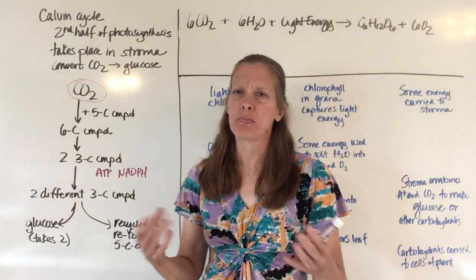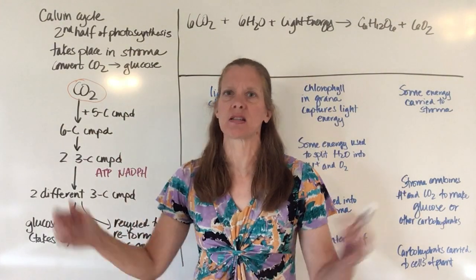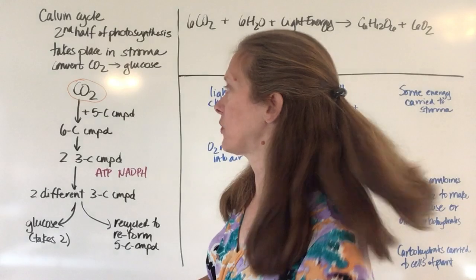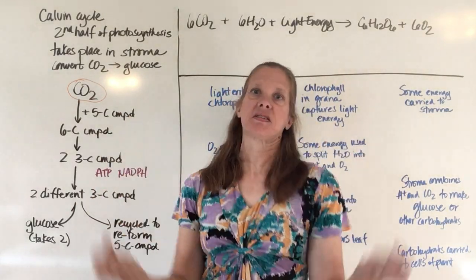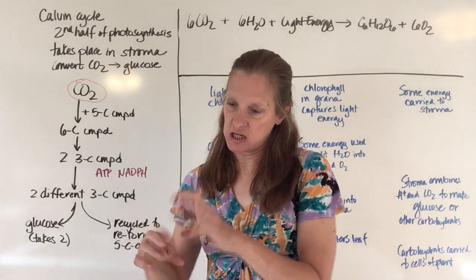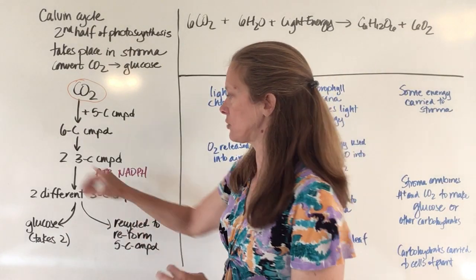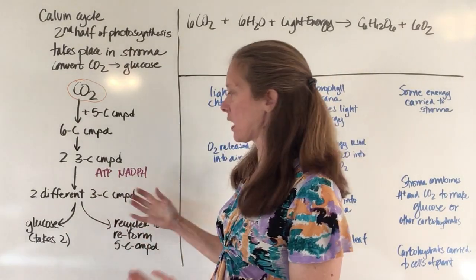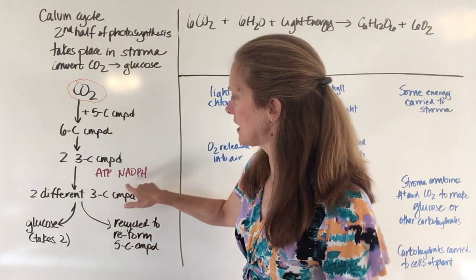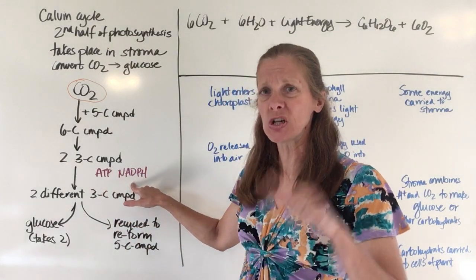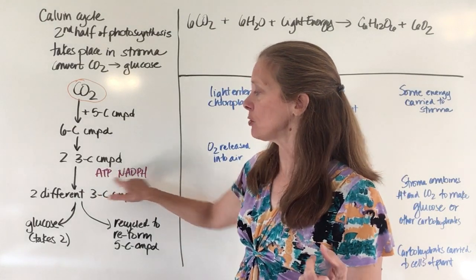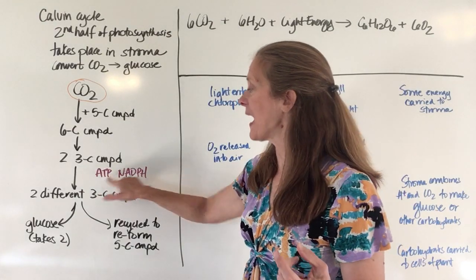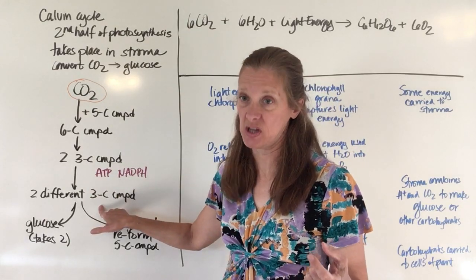So basically you can think of this whole process as like playing with Legos. You've got a 1 and a 5, and you stick them all together to make a 6. You break the 6 in half to make 3s. Then you take them apart and rearrange them, and you make 2 different 3-carbon compounds. Just like playing with Legos. Now it does take energy. And the reason we went through the light cycle was to provide these 2 high energy molecules so that we had the energy to be able to do this.